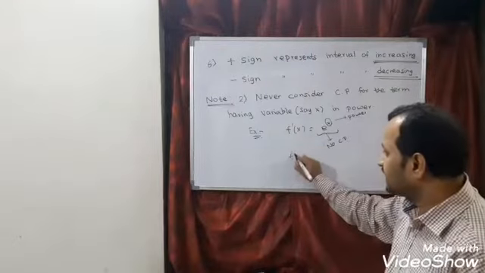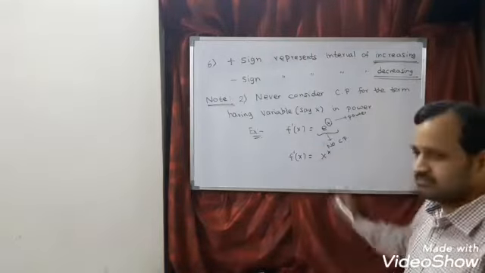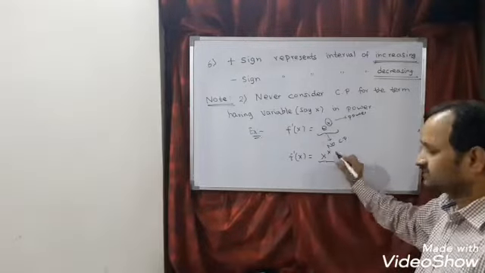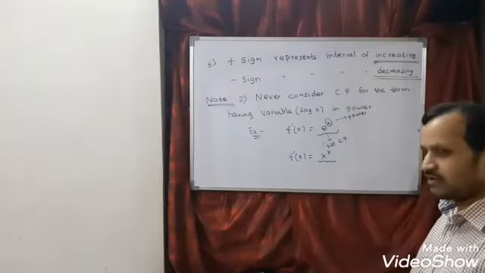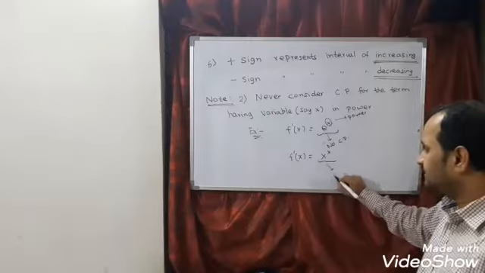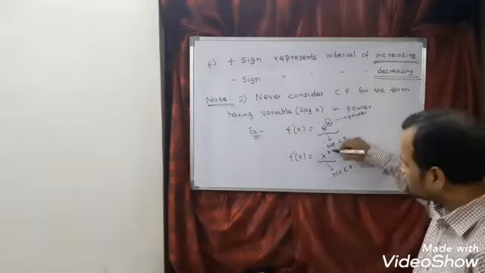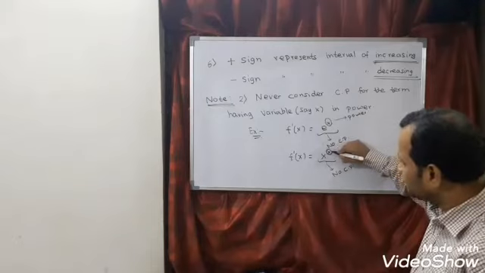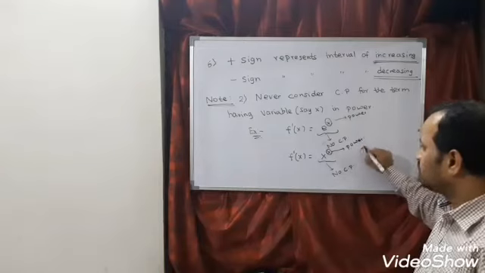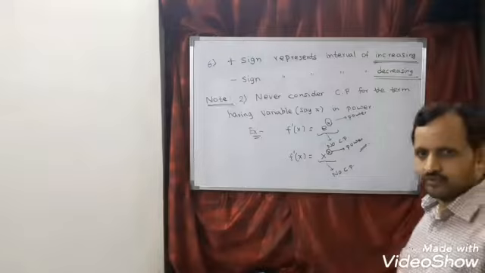One more example I can give. F dash x is equal to x to the power x. Now can you tell me for what value of x this will become 0? For what value of x this will become 0? No value. So I can say no value implies no critical point. Or you can see here power is a variable. Yes or no? So what you can do? Directly say that no critical point. So this is note number 2.